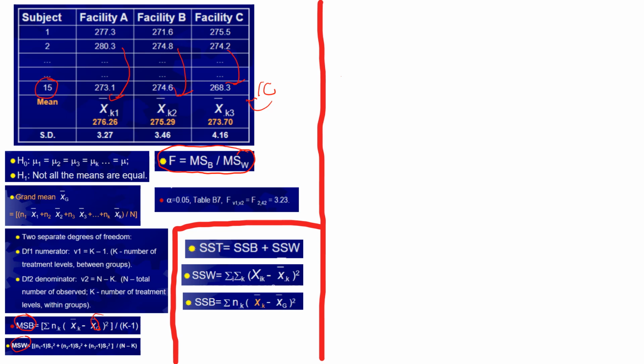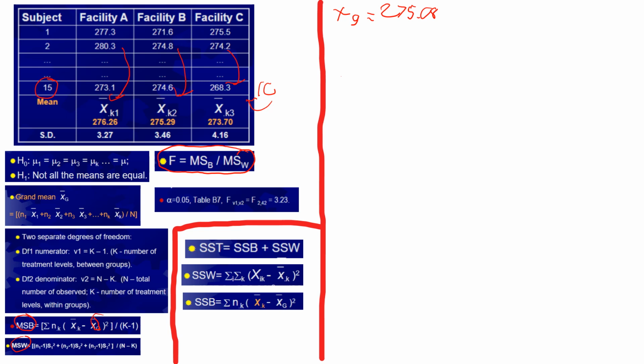We have 276.26 plus 275.29 plus 273.7. Divide all that by 3 to take the average. Our average, or grand mean, is 275.08. So now for the tedious part of the equation.